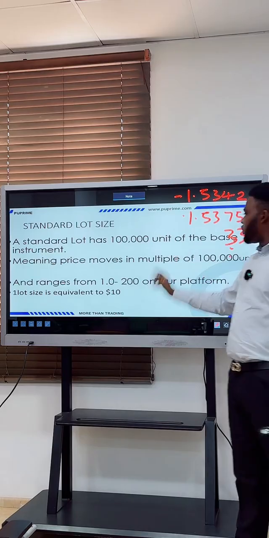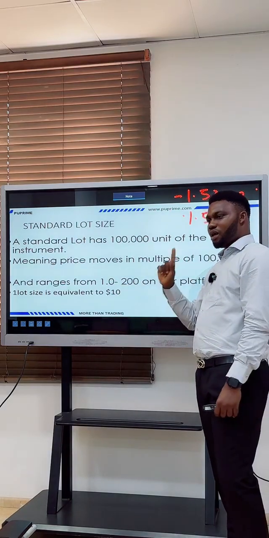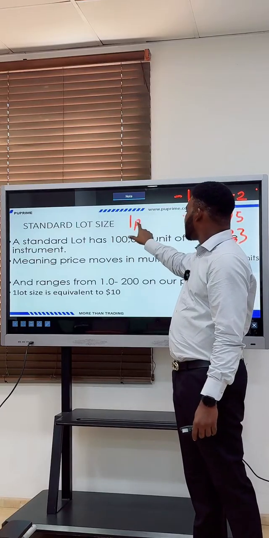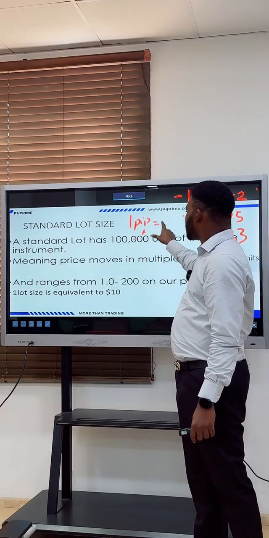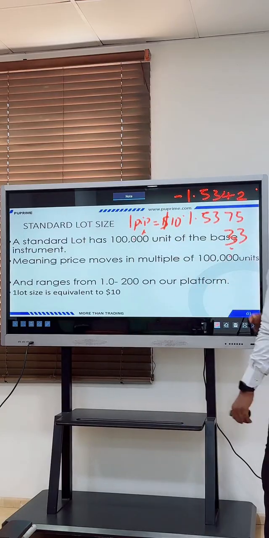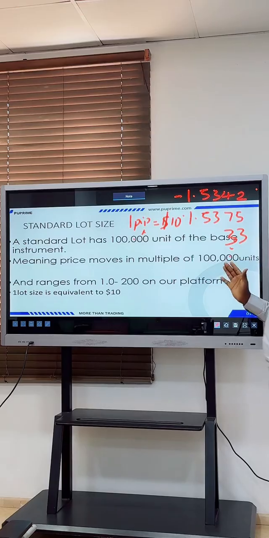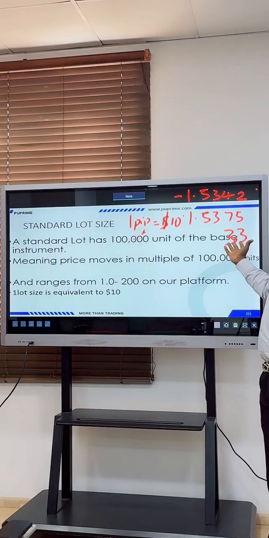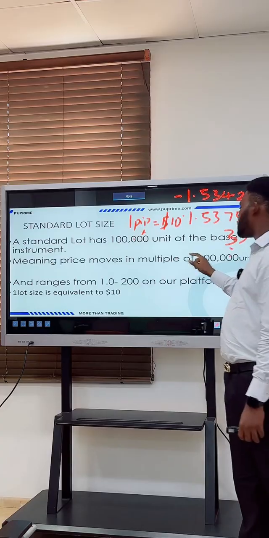Now, if I use a standard lot size of 1.0, one pip movement is equal to $10. Just follow me and let us use this example. In this trade we have a 33 pips movement, right? So what would that be equivalent to? That would be $330.